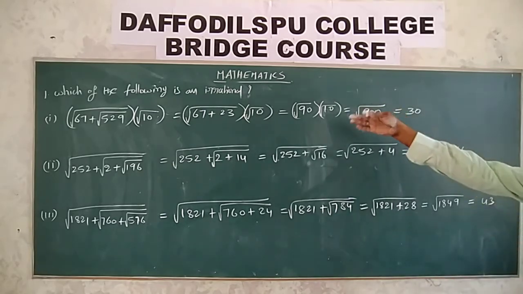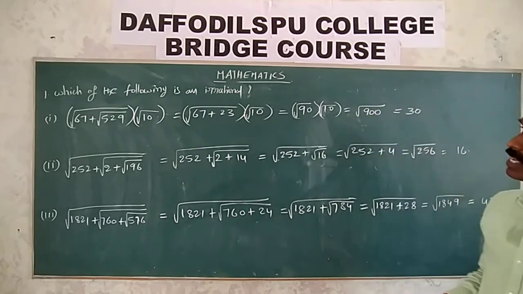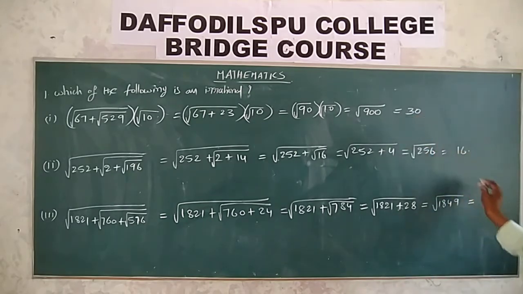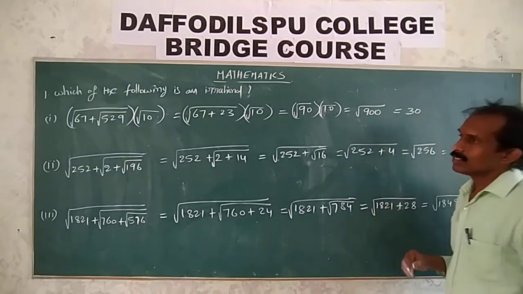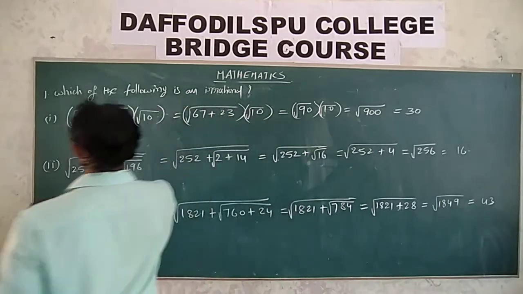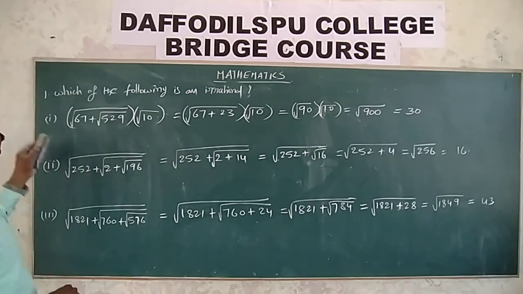So these numbers, they ask which of the following is an irrational number. So 30, 16, 43 are rational numbers. These are not irrational. Finally solved like this.